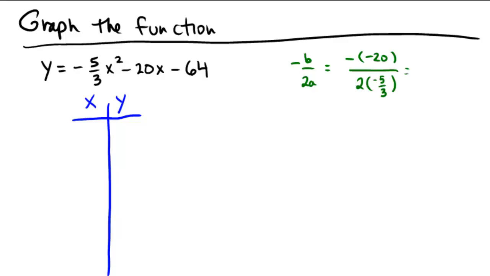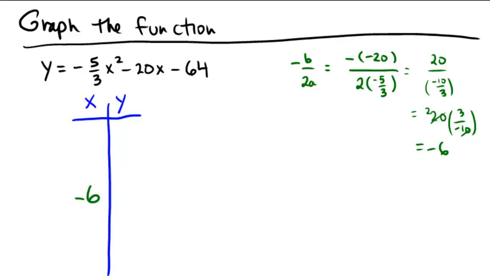So that would be equal to 20, and that's being divided by negative 10/3, which means we would be multiplying by 3 over negative 10. 20s and 10s are 2's, so it looks like a negative 6. So negative 6 is the x coordinate of the vertex.